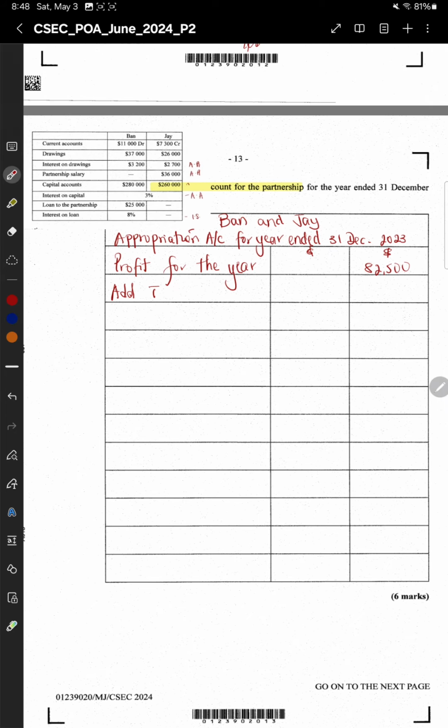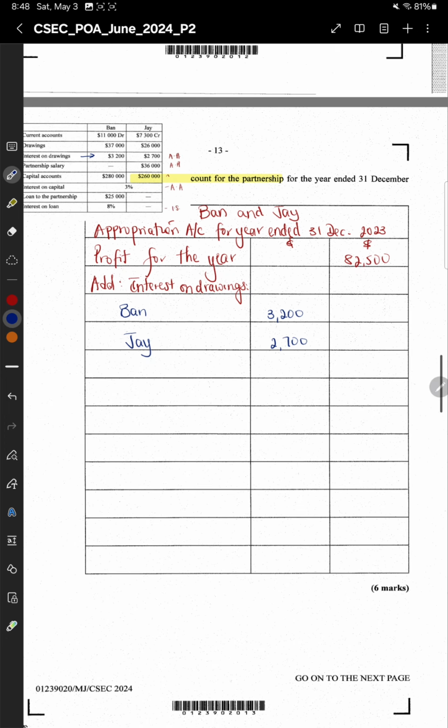Add interest on drawings. And we have two persons, we have Ban and we have J. Most of the time, or some of the times, you might have to calculate this, but in this case they give us this, right? So we have Ban with 200 and J with 2700. That will give us 5,900.